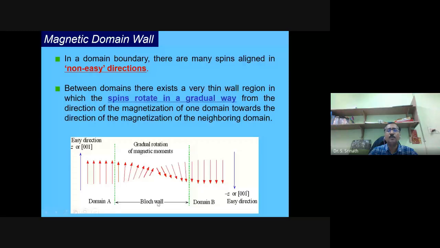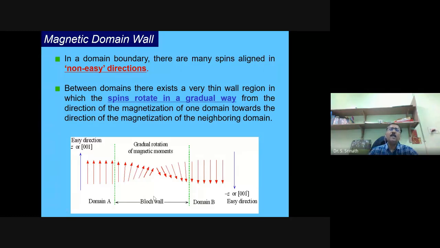In a real material, the region over which this flip takes place is called a domain wall. I should not say Bloch wall, because there are two different kinds of domain walls, depending on the orientation: Bloch wall or Neel wall, but I'll not go into those details now. I'll only say that the gradual rotation of magnetic moments occurs over a region, and the region which separates these domains is called the domain wall.